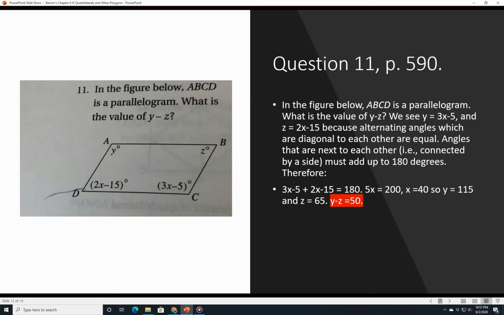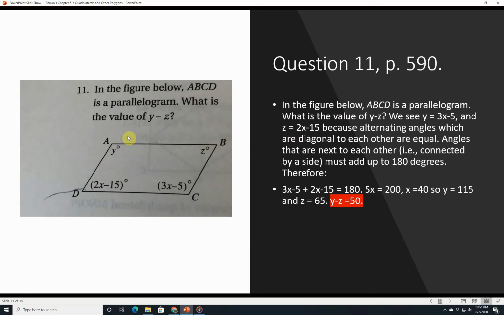All right, anyway, question 11, page 590. In the figure below, ABCD is a parallelogram. What's the value of y minus z? All right, so we can see that, well, first of all, you need to know that y is equal to 3x minus 5 and z is equal to 2x minus 15. Why, no pun intended, is because when you have alternating angles, that is, ones that are not connected by a side, they're diagonal to each other, they're equal in a parallelogram. So we know y is equal to 3x minus 5, z is equal to 2x minus 15.